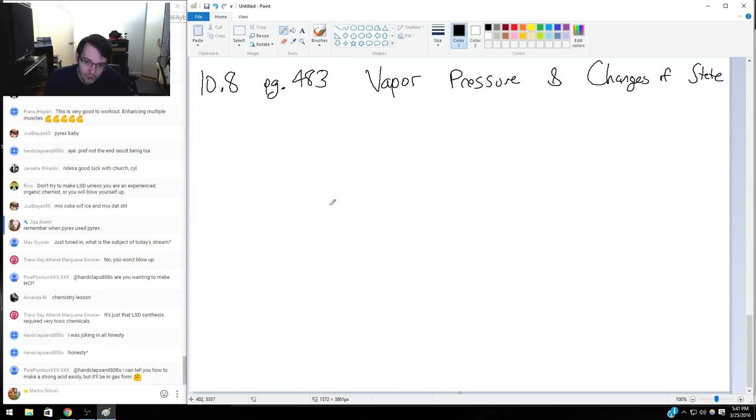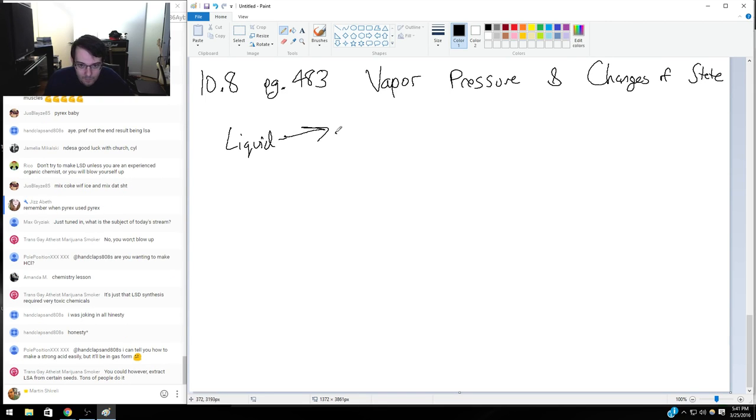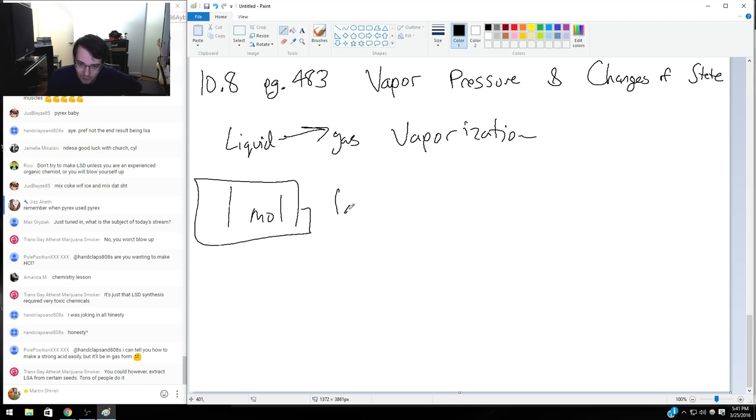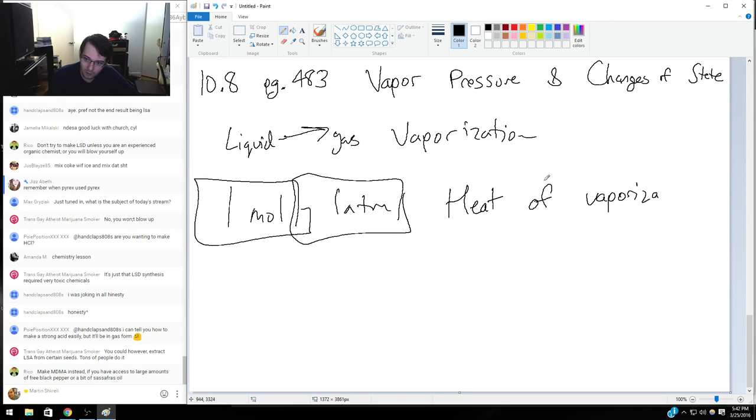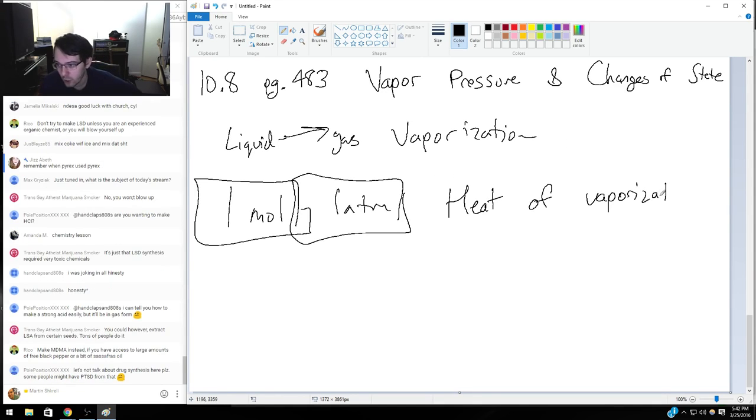All right, so certainly when something becomes a gas from a liquid, we have a name for that. We call that vaporization or evaporation. And to vaporize 1 mole of something at 1 atm, or do anything to 1 mole at 1 atm, it's sort of a standard. And here we call that the heat of vaporization. Turning 1 mole of liquid at 1 atm into a gas is the heat of vaporization, or the enthalpy of vaporization, or we just say delta H vap.